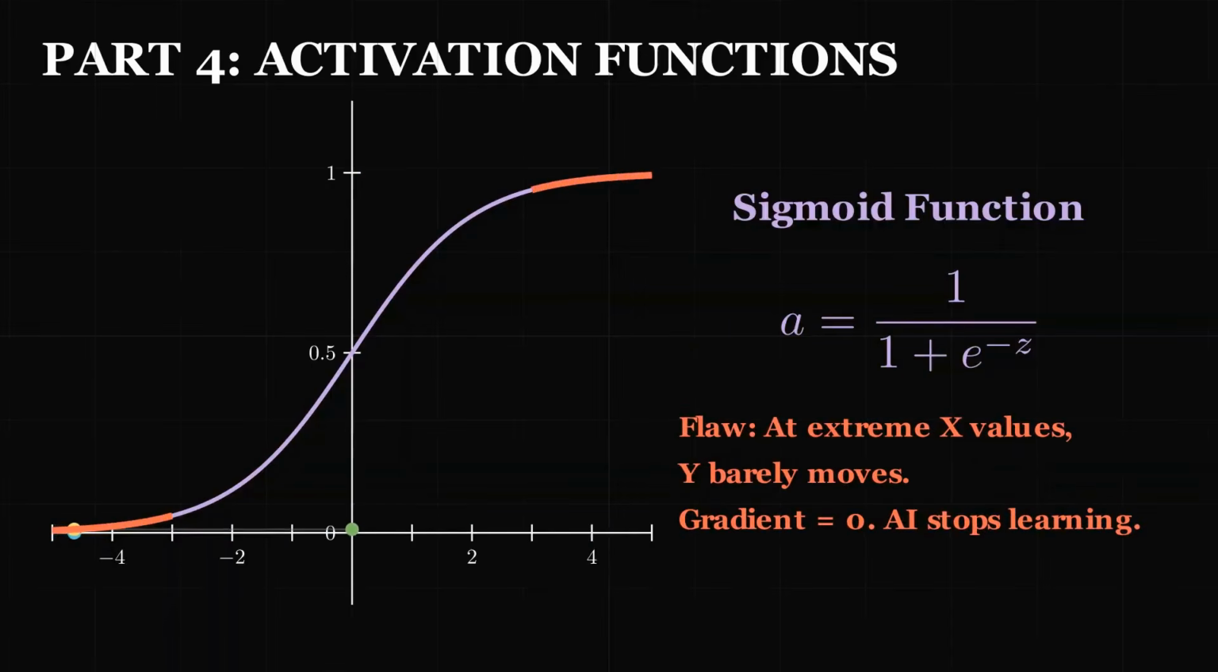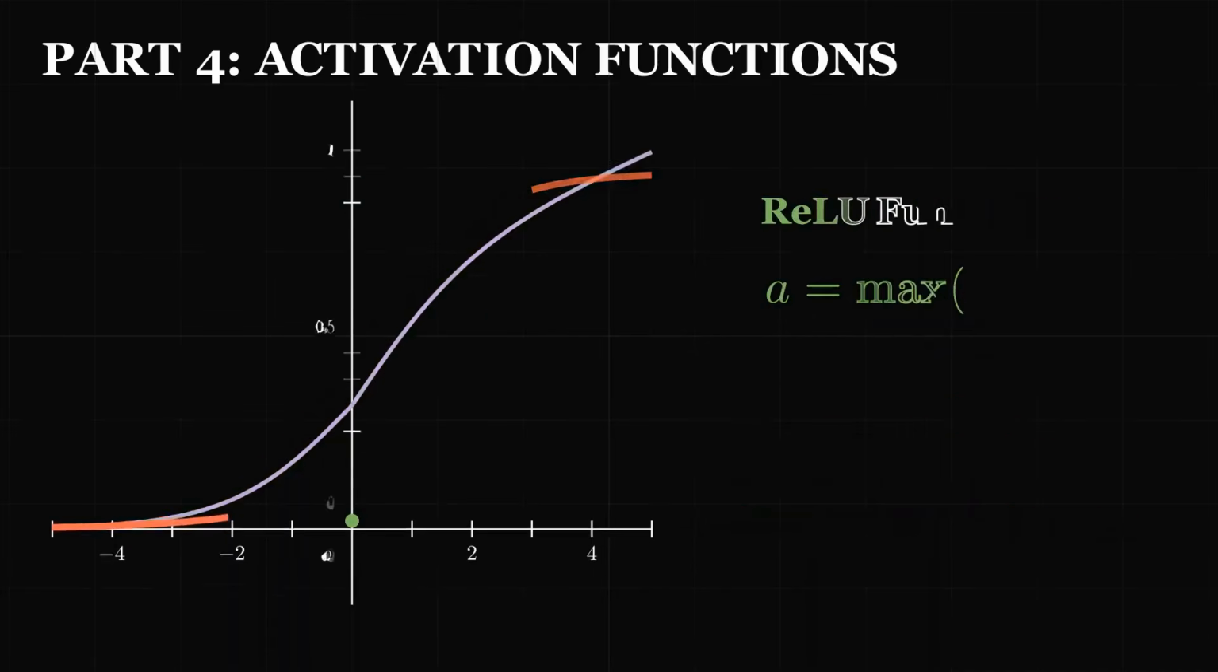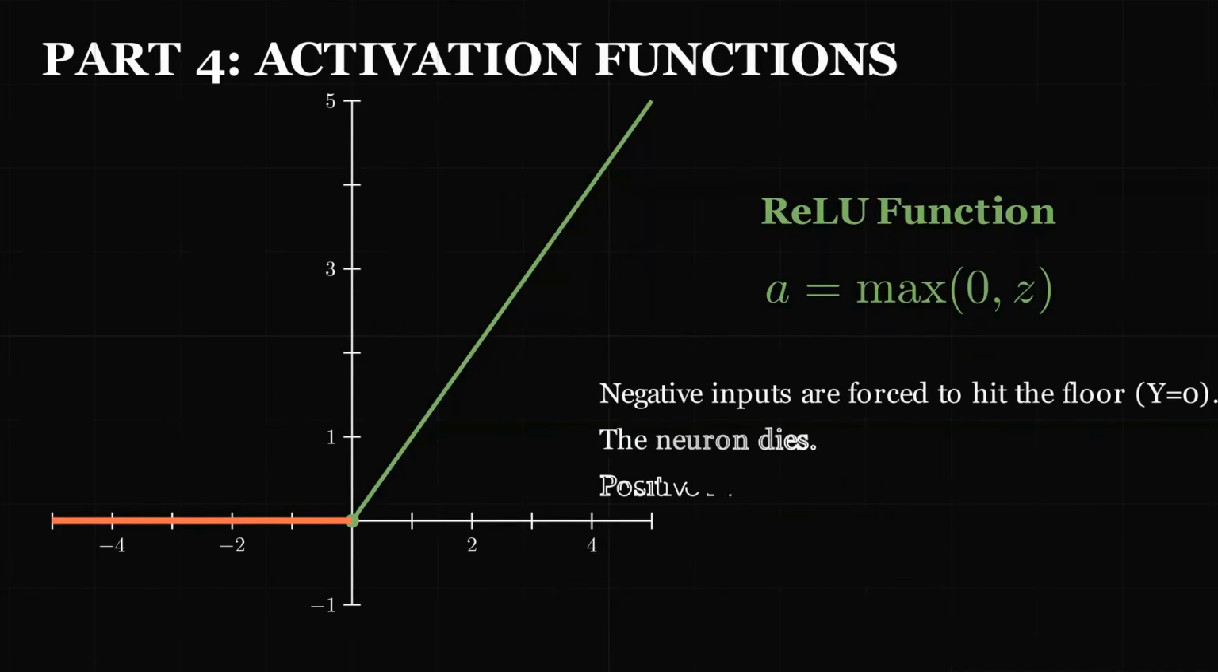At the ends of the curve, the line is perfectly flat. Because the gradient is 0, the calculus breaks down, and the AI will stop learning permanently. That's why we switched to ReLU. Here, negative values are forced to 0, instantly deactivating the neuron.